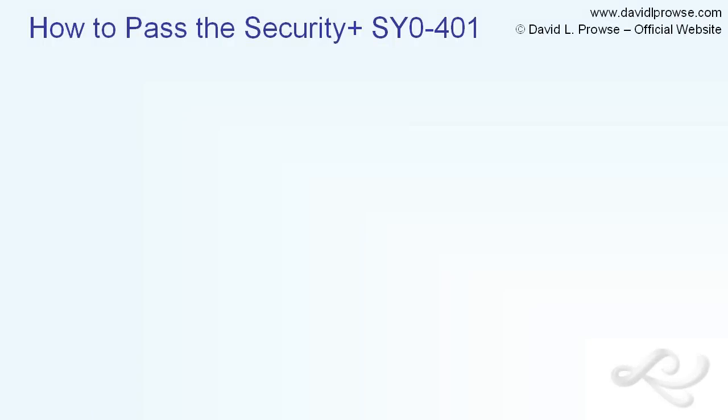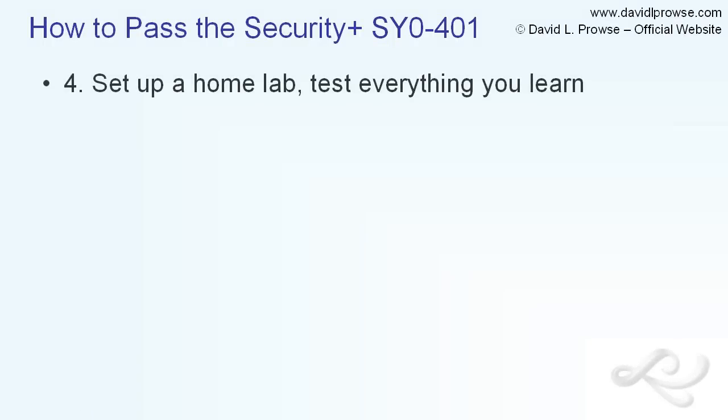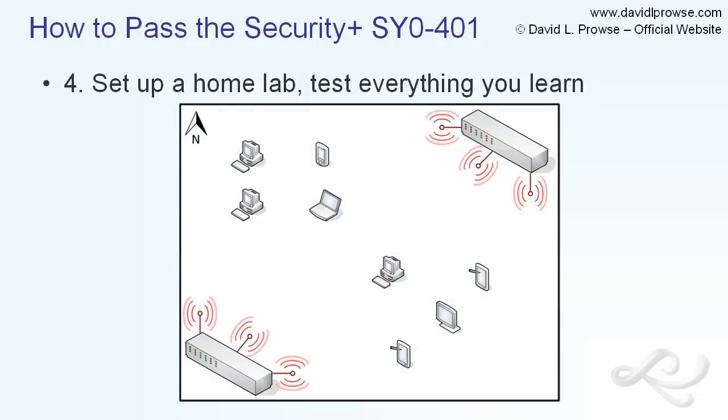Building on step 3, step 4, set up a home lab and test everything that you learn. Now, I don't expect you to get all the equipment that's possible out there. There's too many options. But you want to set up some type of home lab where you have at least a SOHO router or switch with built-in firewall capabilities, a couple computers, a couple mobile devices. If you can get some of this and connect it all together, you'll be able to do some of the hands-on that you need to understand the security better.